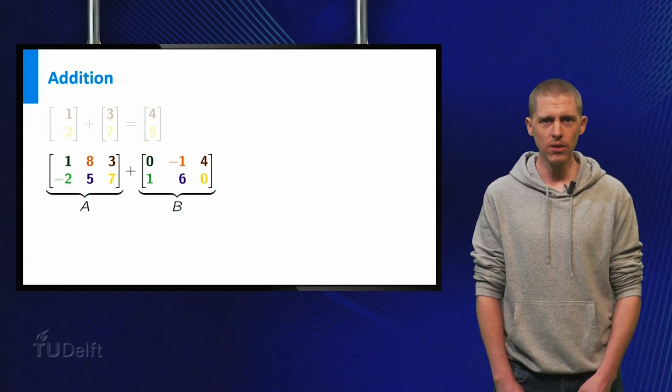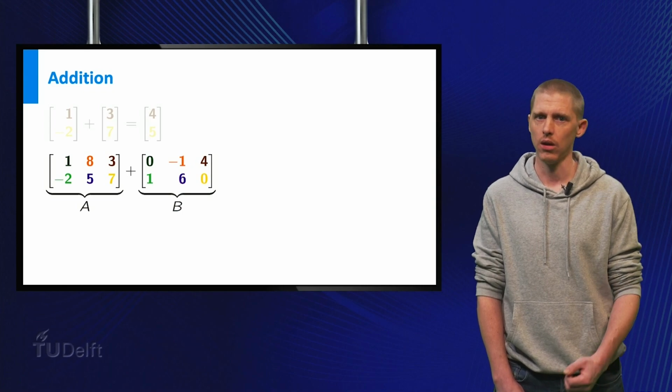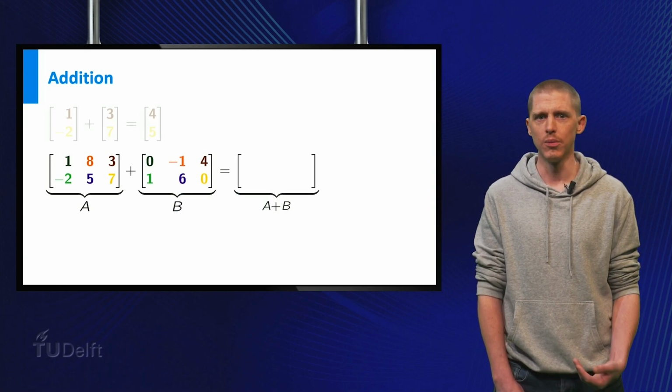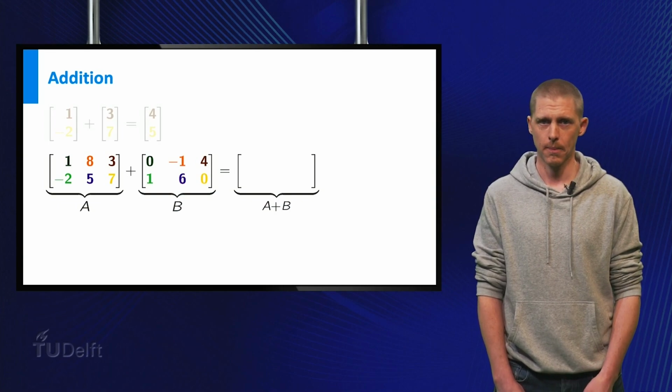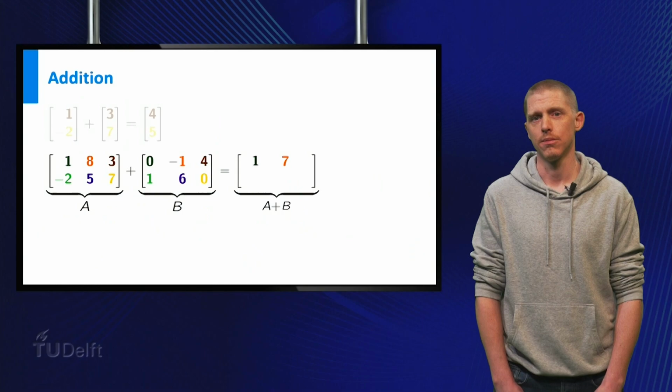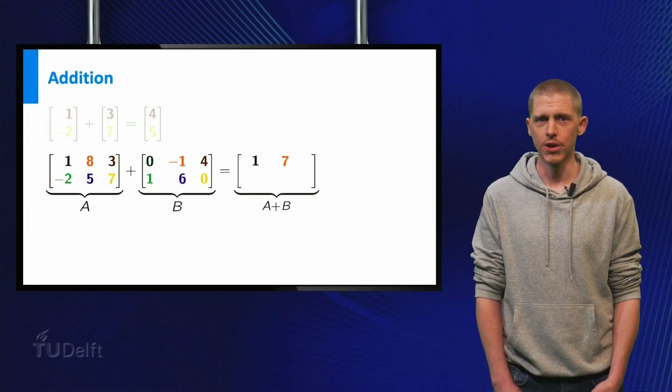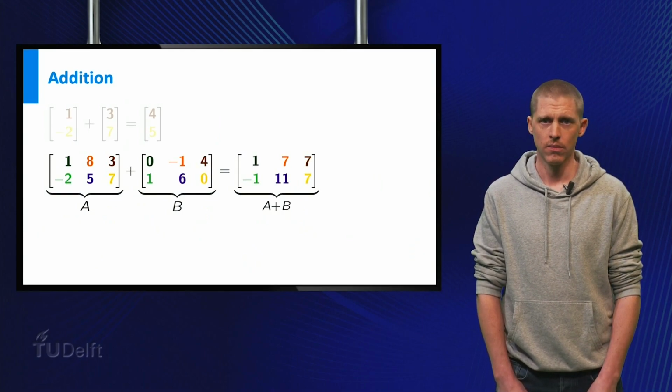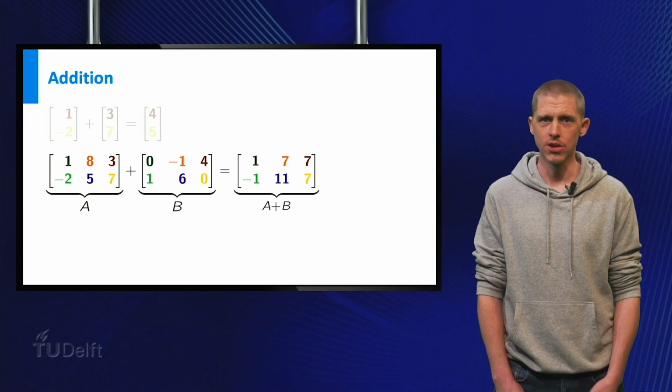Take 2 matrices A and B, which should have the exact same number of rows and columns. You add these matrices to form the matrix A plus B, which has the same size as A and B. You obtain the values in A plus B by adding each entry separately. So the value of A plus B in the first row and first column becomes 1. And the value in the first row and second column becomes 7. And these are the other values. We call this operation matrix addition. Adding matrices of different sizes is not allowed, so these 2 matrices you cannot add.